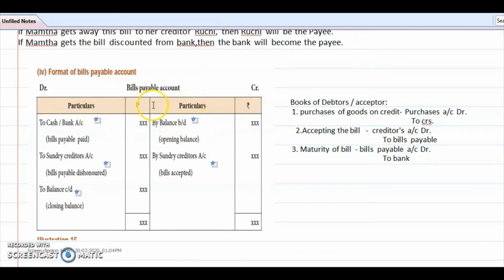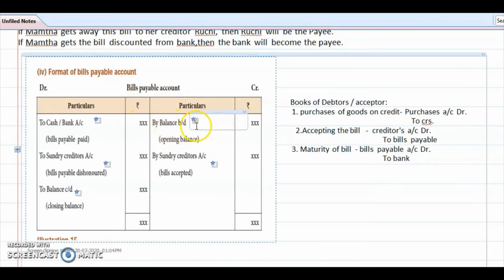See the bills payable account. Bills payable account is a liability. That's why we write the opening balance on the credit side of the bills payable account. Opening balance on the credit side means the opposite will be the closing. So to balance carried down, closing balance on the credit side of the bills payable account.